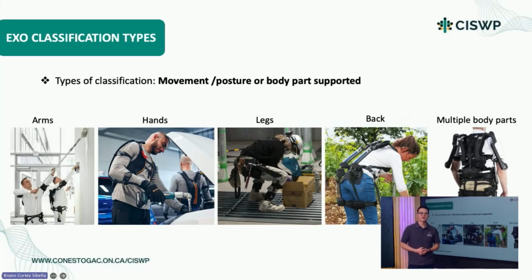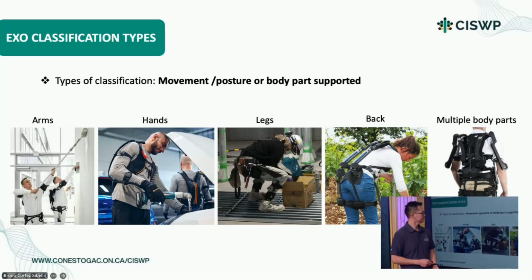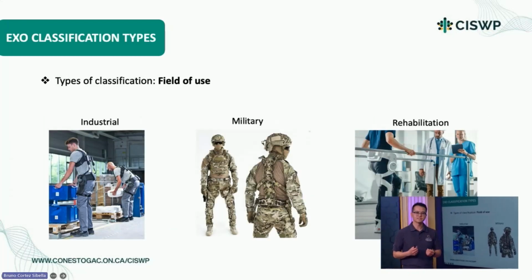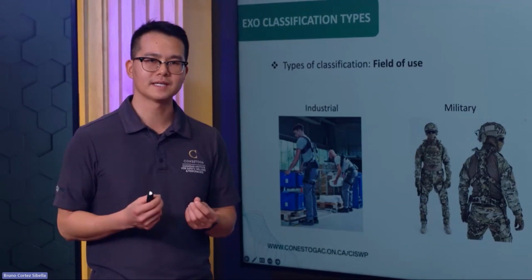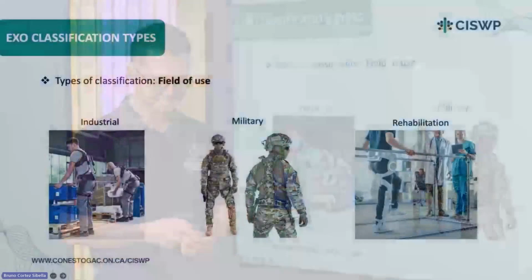Exos can also be categorized by the movement or body part that they support. There are exoskeletons that are designed to support the hands, arms, legs, back, and there are whole body exos that support multiple body parts as well. And although we'll be focusing on industrial exoskeletons that are designed to be used in the workplace, there are also exoskeletons used in military and for medical and rehabilitation purposes as well.